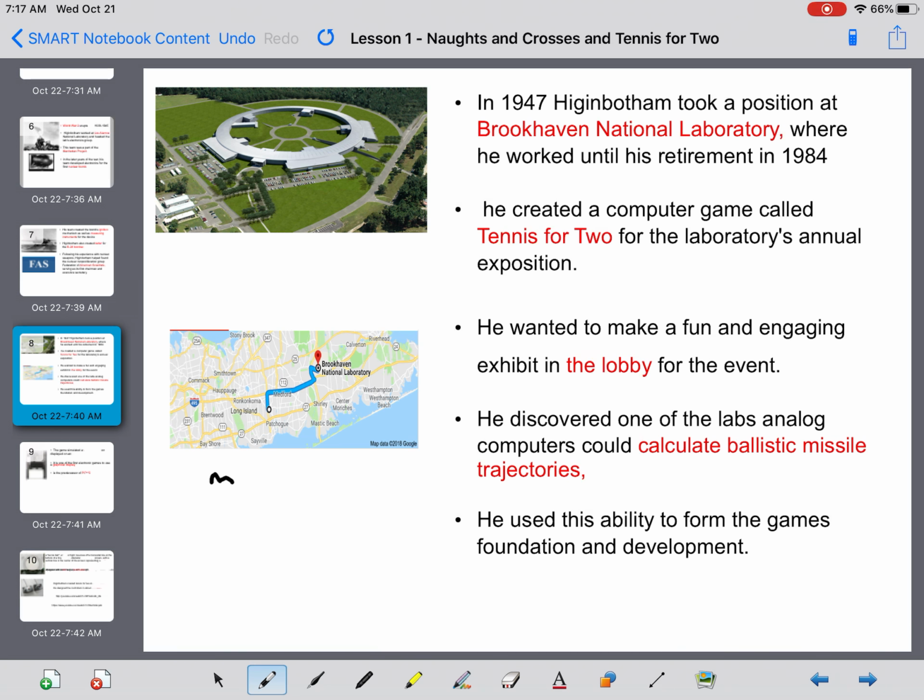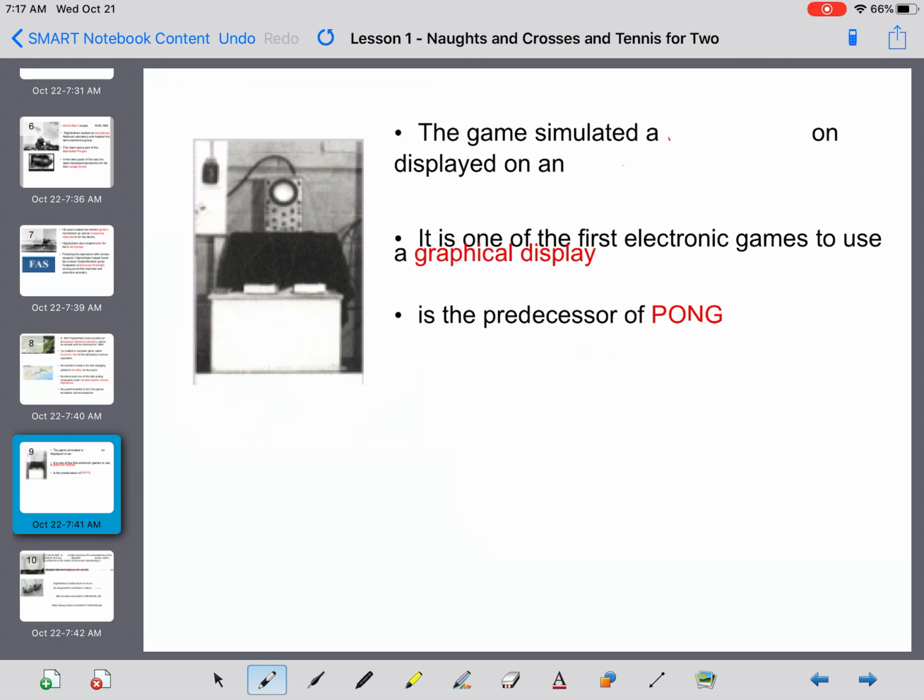So, a ballistic missile, right? You have a missile, and when you drop it, where is it going to land? This is what the computer would generate, the trajectory, the path that the missile would follow. So that comes very in handy for his game Tennis for Two, because this game simulated a tennis match displayed on an oscilloscope. It is one of the first electronic games to use a graphical display, and it is the predecessor of Pong.